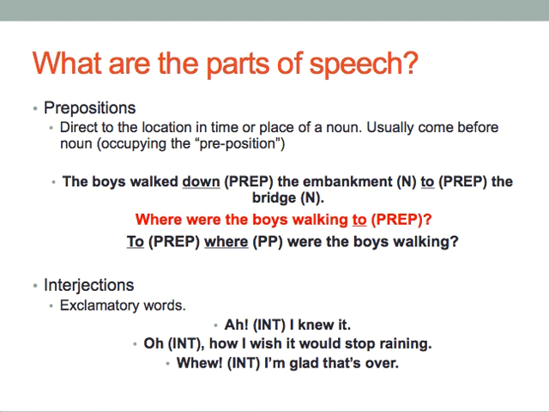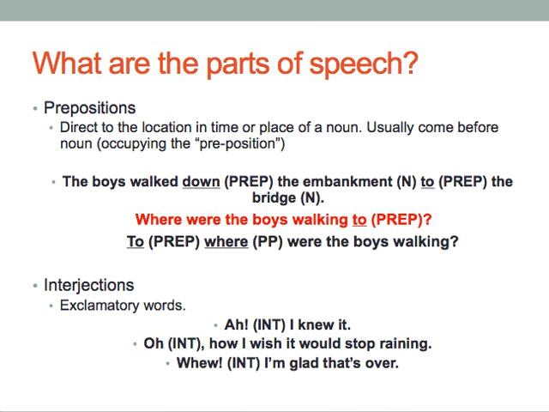And you or I might say, where were the boys walking to? Sounds okay to me. But strict grammarians will say, no, you should switch it around. Put that preposition in the preposition, to, where the noun becomes a prepositional phrase: to where were the boys walking.